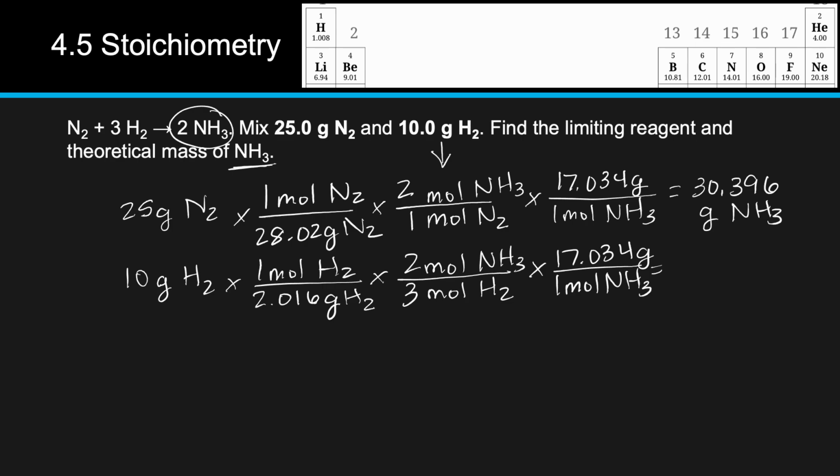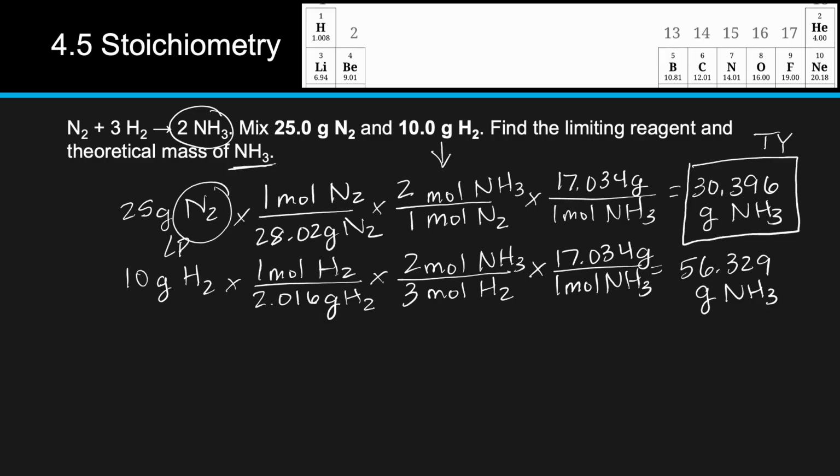Then doing my hydrogen, I have 10 divided by 2.016 times 2 divided by 3 times 17.034. That's going to give me 56.329 grams of NH3. So we can see our theoretical yield of NH3 is the smaller one, so it would be this number here, which means N2 is my limiting reactant. And then if it was asking, H2 would be our excess reactant.